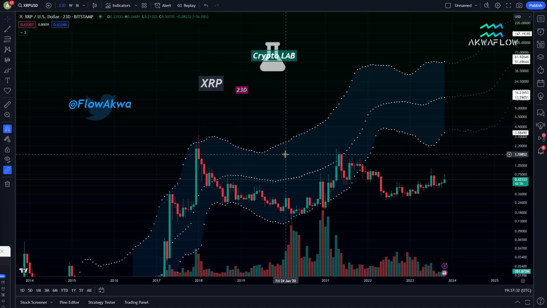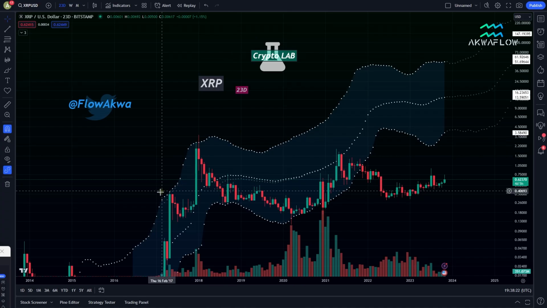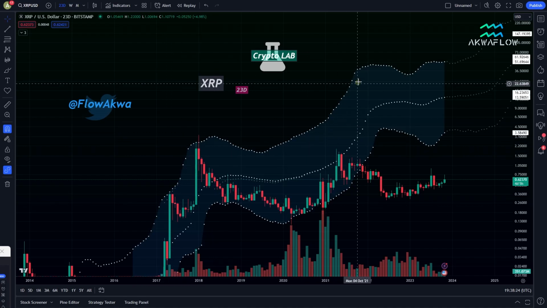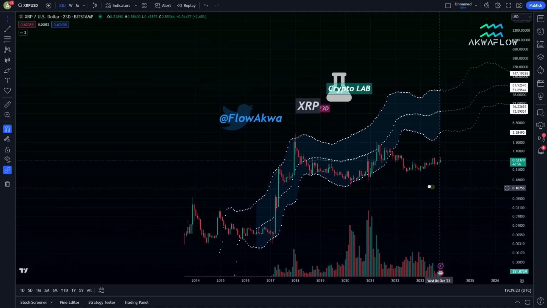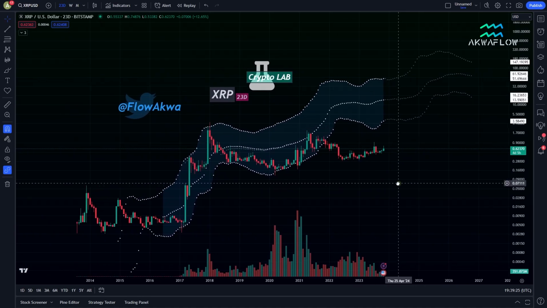You already know that the particularity of this channel is that here you see the power of my custom indicators. This is the Aqua Overlay indicator. It's an indicator using what Bitcoin did in the past to try to anticipate the future of XRP. So as you can see, it is some kind of band, right? You can see it just right here.